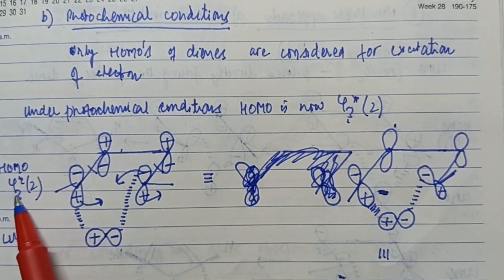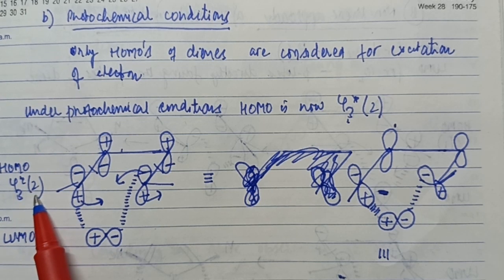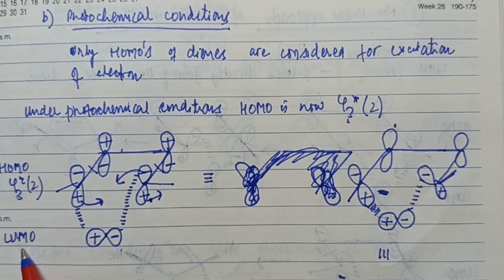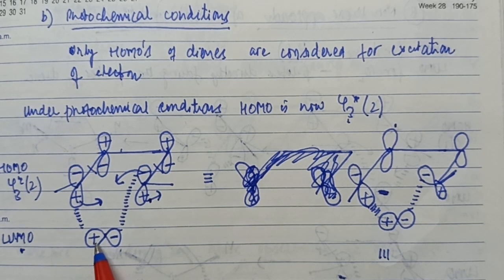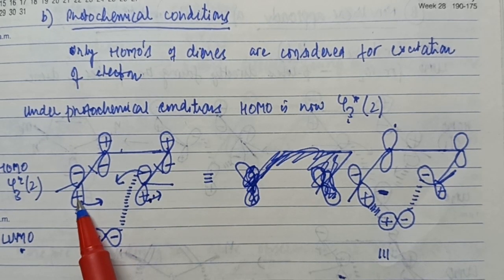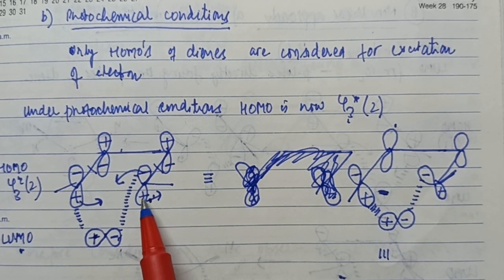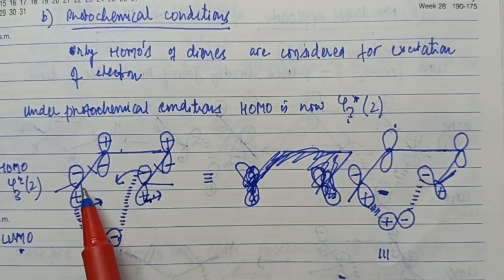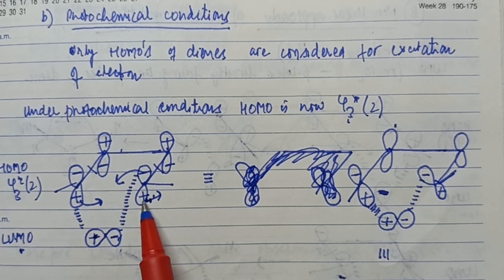In the case of photochemical conditions, the HOMO is psi 3 star with 2 nodes. That means the terminal lobes of the same phase have the same sign. The LUMO is drawn in such a way that the p lobe of the sulfur dioxide is not directly facing this. So if you look at the interaction, this positive interacts with positive, but this negative cannot interact with this positive. Therefore, I can say that under photochemical conditions, the diene's face is not adding suprafacially.